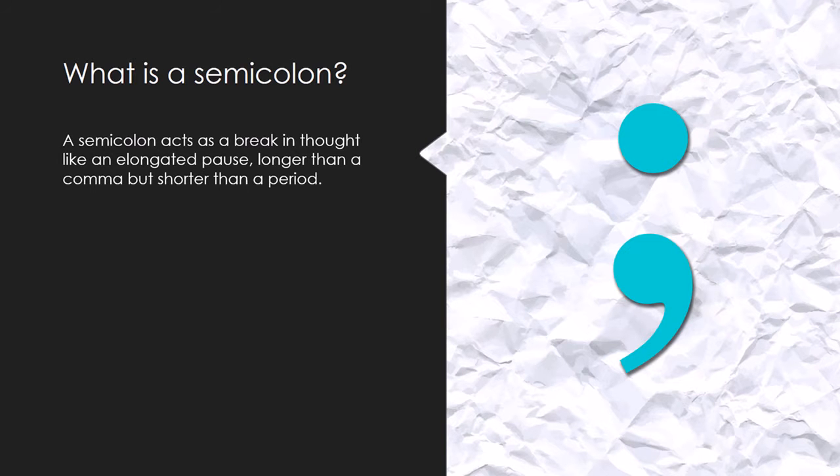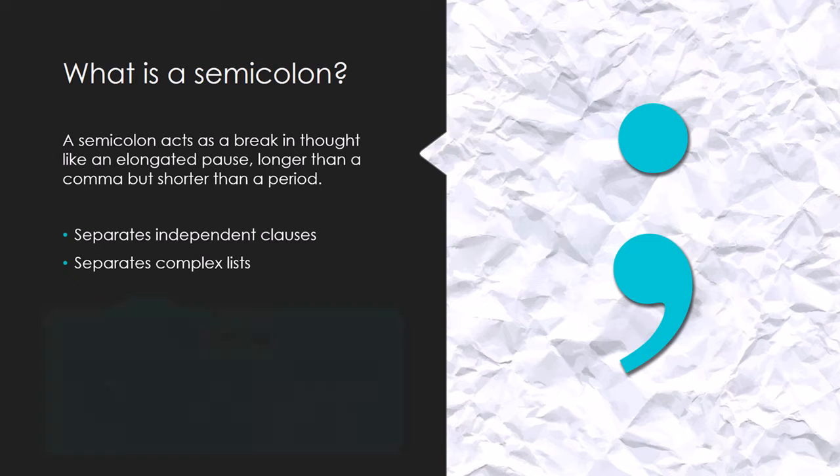A semicolon acts as a break in thought like an elongated pause, longer than a comma, but shorter than a period. The semicolon looks like a comma with a period above it, and this can be a good way to remember what it does. The main function of a semicolon is to separate two independent clauses that deserve to be in the same sentence, but it can also be used to separate items in a list that contains commas.